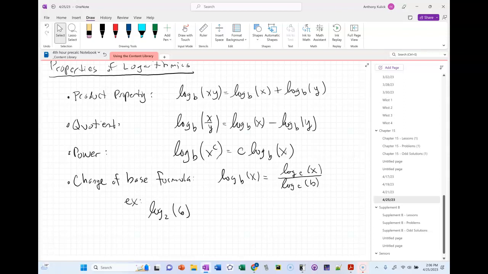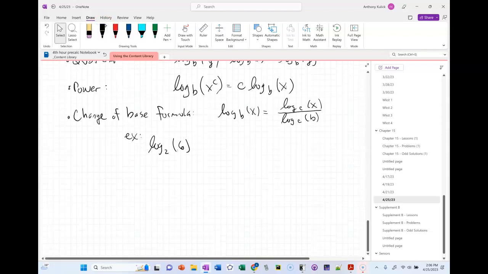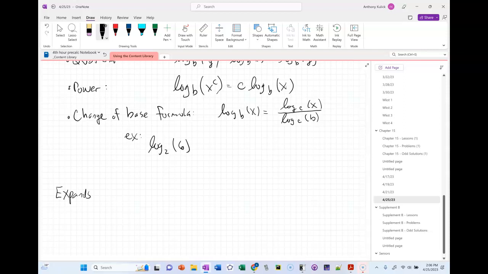Okay. With these properties of logarithms, there's two types of problems that we're going to be asking you to do. We're going to talk about what those two types of problems are, do some examples, and we're out for the day. Sound good? So the two types of problems are expanding, and then the other is compressing or condensing. I've seen those two terms used interchangeably.